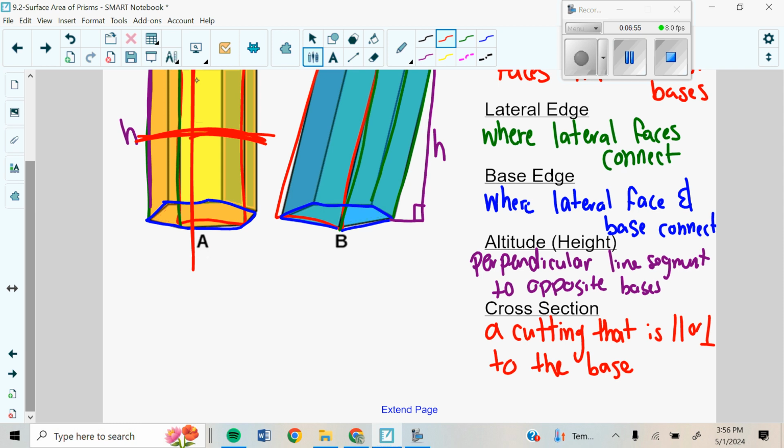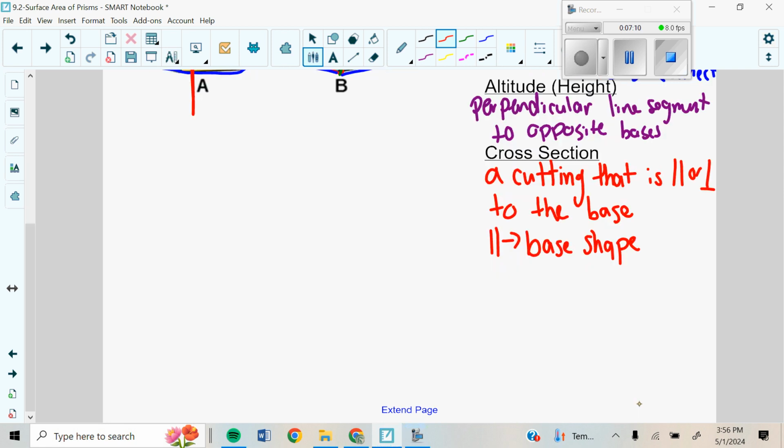If it is parallel, it is going to be the base shape. So if it's parallel to my base, it's going to have the same shape as my base. If it is perpendicular to my base, it is going to be a rectangle.